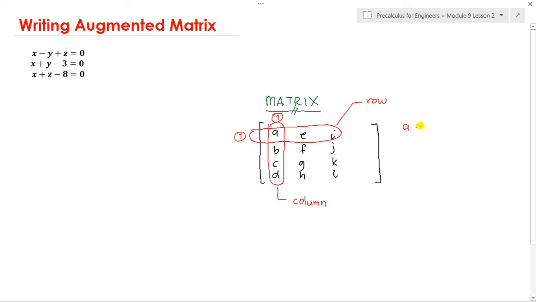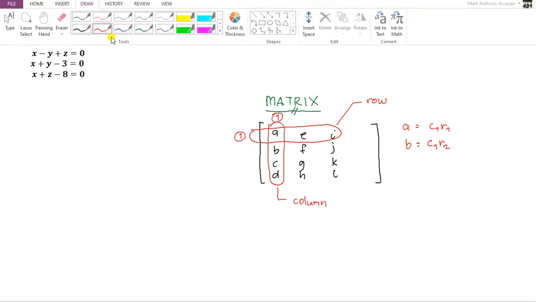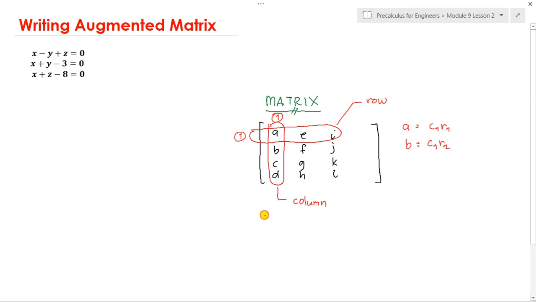So the address of A is column 1, row 1. For B, that is still column 1 but row 2. That's why the general representation of our matrix, let's say this element right here is A11. So ang pag-denote sa address sa matrix, ang element niya kay nag-start sa column, row.